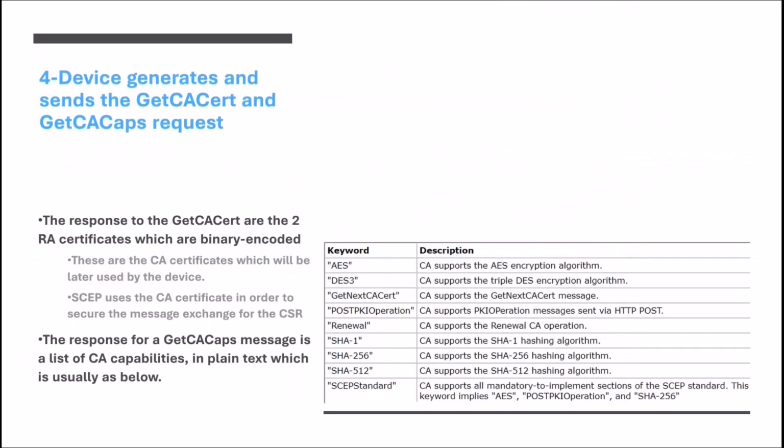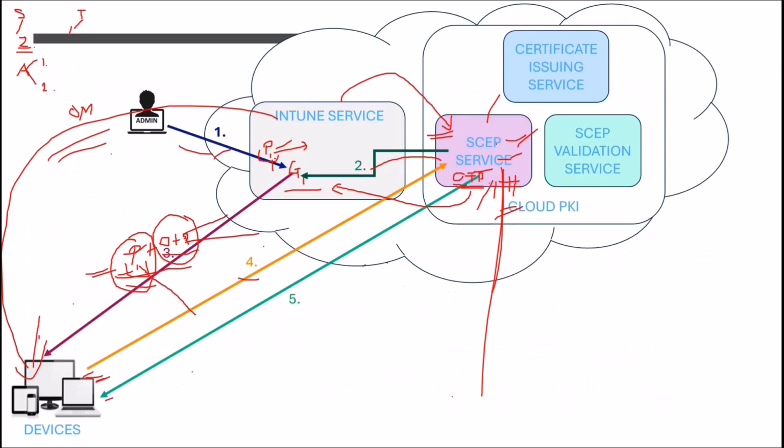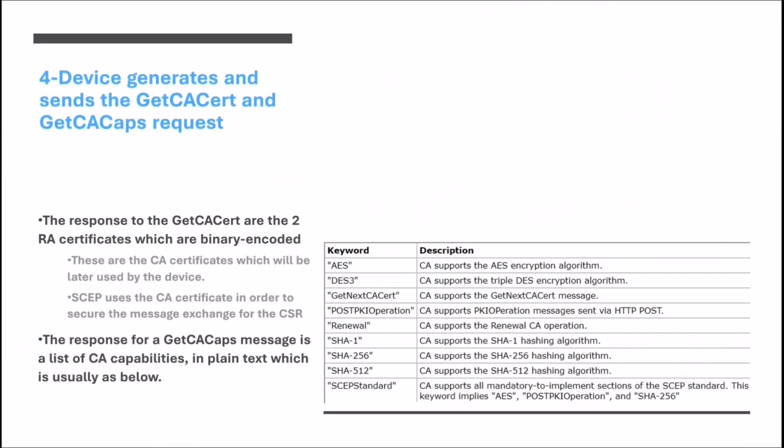Now after that is done, step 4 is over here. Let's go back. Step 4 was the device reaching out to that SCEP service, and as I said, it's going to do two requests. One is called get CA cert and the other is called get CA caps. Now what are these two requests? The first one is get CA caps, where caps stands for capabilities. So the device is getting the capabilities of the CA. Hence the verbiage get CA caps.